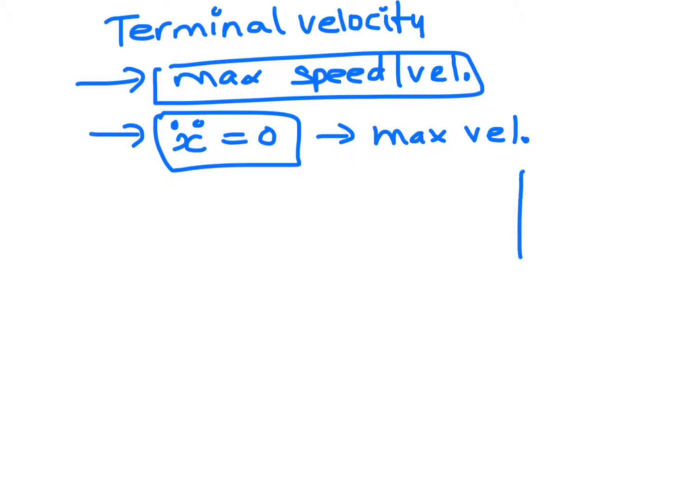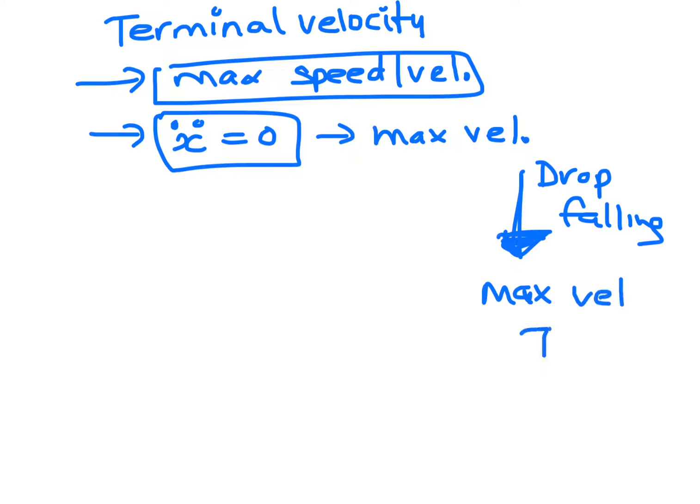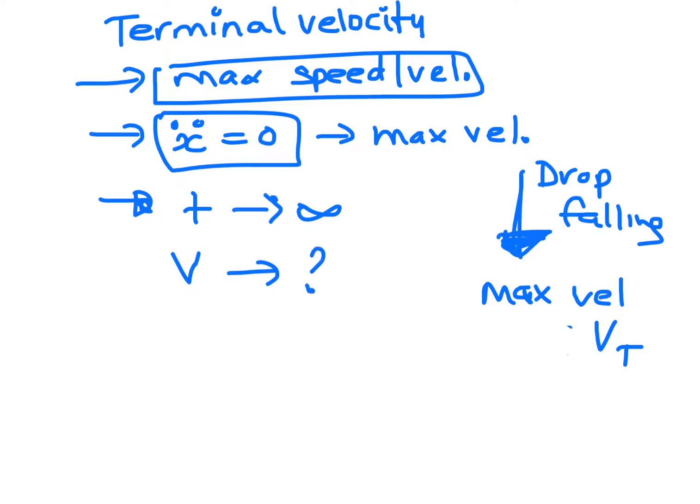So you think about it. It occurs when you drop something from the sky or something's falling. It'll get faster and faster until it reaches its maximum velocity, which is your terminal velocity. It'll actually approach the terminal velocity, VT. The other thing too: if you make time go to infinity and look at what the velocity will approach, this will be your terminal velocity.